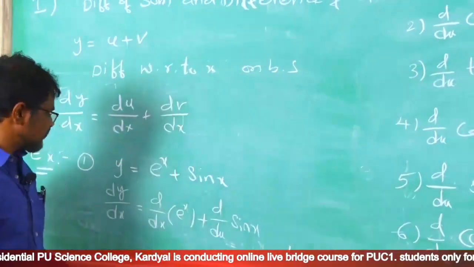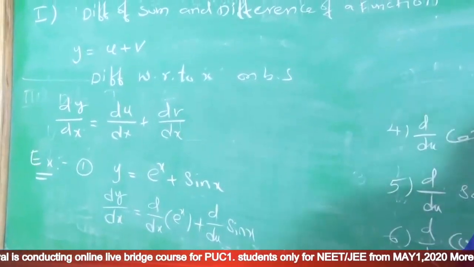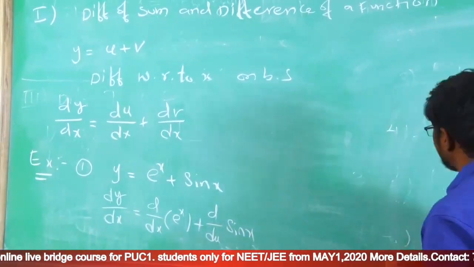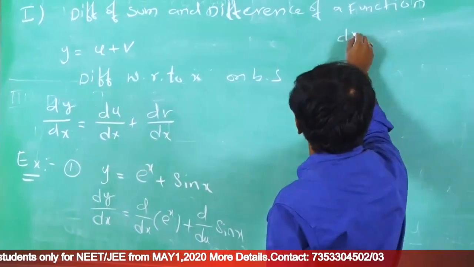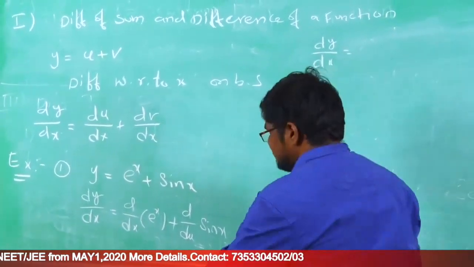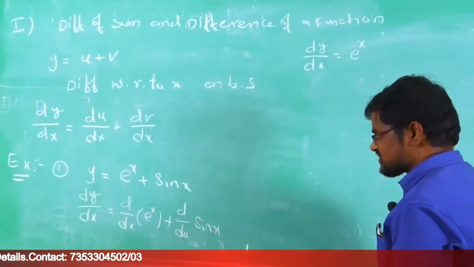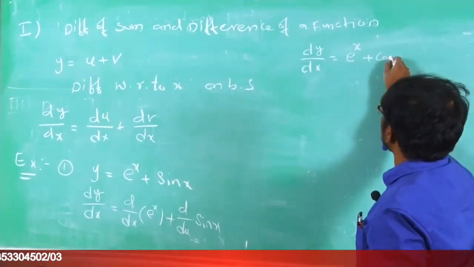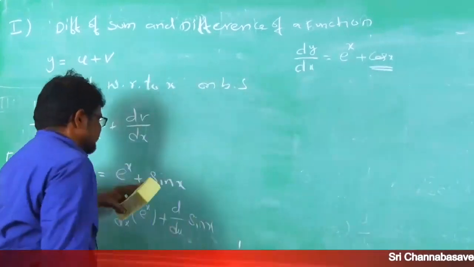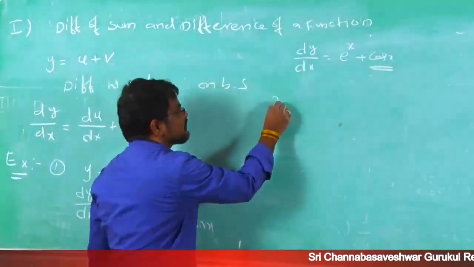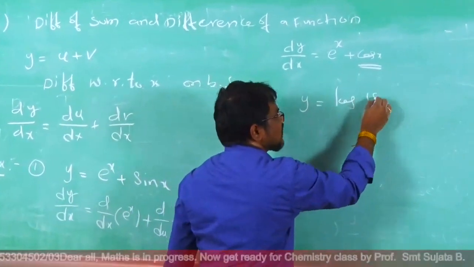Sin x, that is equal to dy by dx equal to differentiation of e power x, you take now only. Differentiation of e power x is what? e power x. And the differentiation of sin x is what? Cos x. That's it. d by dx of e power x is e power x, differentiation of sin x is cos x.